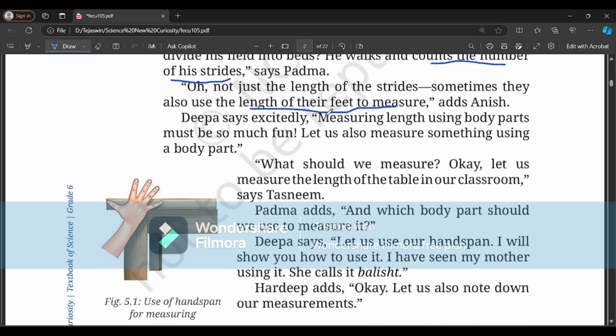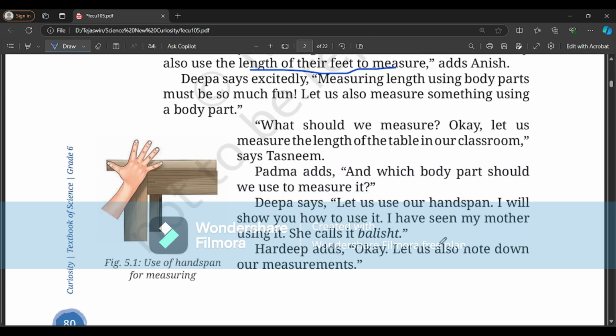Deepa says excitedly, measuring length using body parts must be so much fun. Let us also measure something using a body part. So what should we measure? They have a table in their classroom. Which body part will they use to measure? Is it feet or strides or arms or hand span? Deepa says, let us use a hand span.